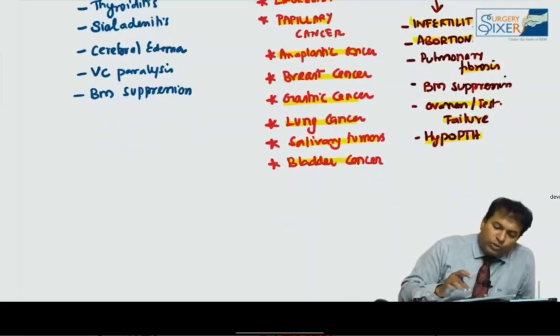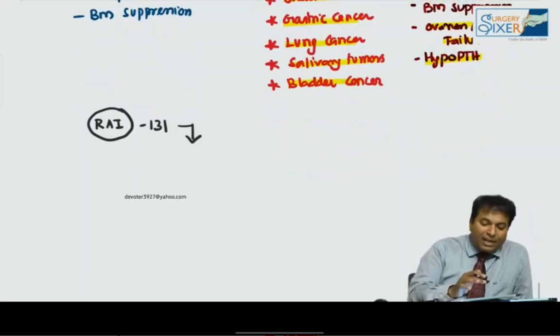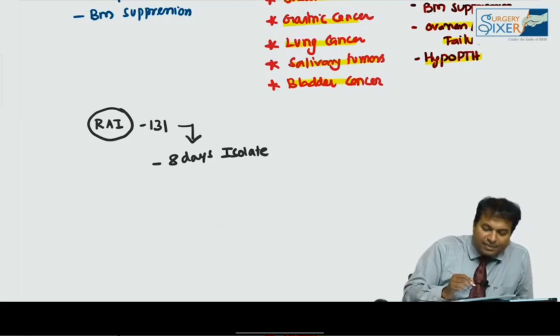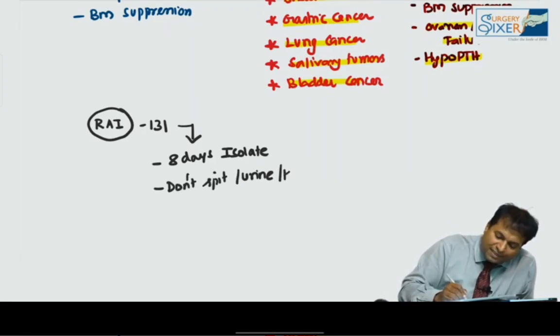So what else should you do for patients who are given radioactive iodine 131? During therapy, isolate them, keep them separated, or quarantine them for 8 days. Don't spit in public. Don't pass urine in public. Don't kiss anyone. All these instructions are advised to them.